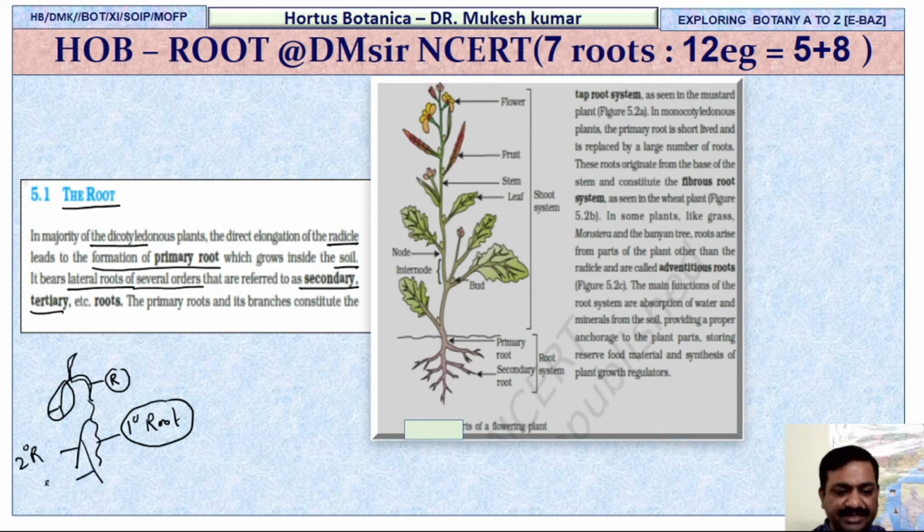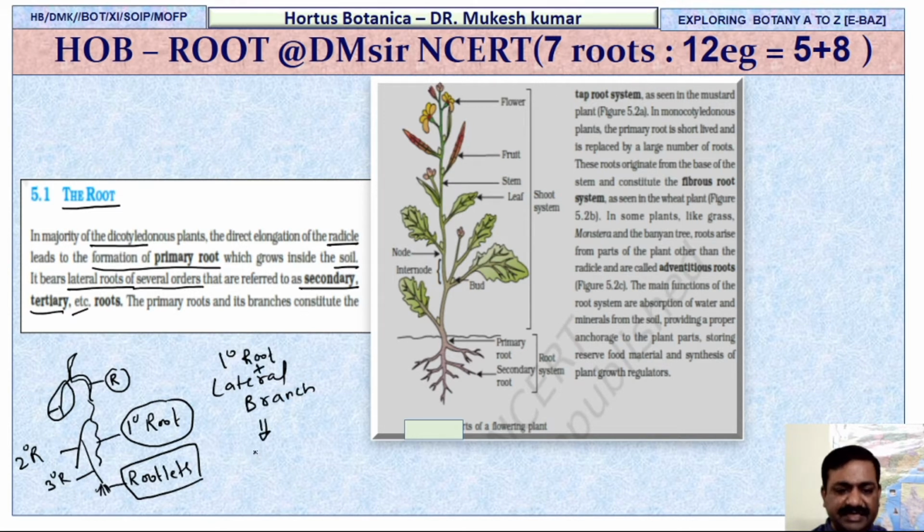Secondary roots will go for branching, and they will form tertiary roots. It might be possible that the ultimate branches are called rootlets. That's why it is written "etc.", meaning further branching may be possible here, right? Tertiary, quaternary, like that. So what we are finding is that the radicle, the main root, is branching. All these branches are called lateral branches. So the primary root plus lateral branches will constitute the tap root system.